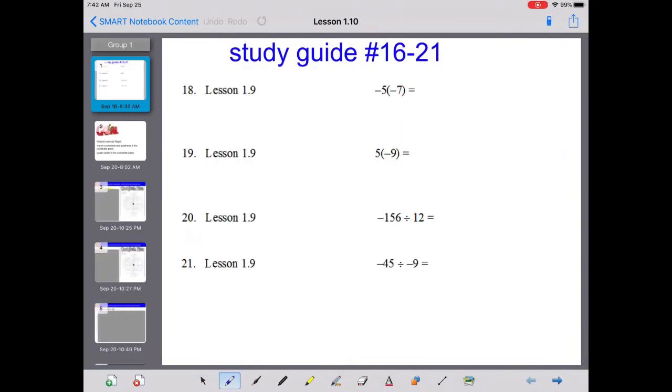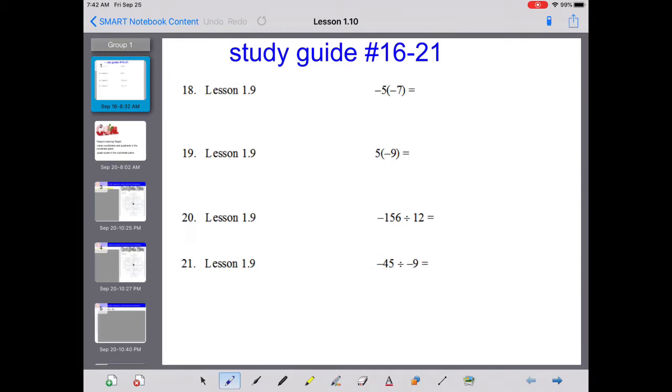This is lesson 1-10 from the Algebra Readiness textbook. For this lesson, you will need a sharpened pencil, an eraser, your notes packet. Go gather your supplies, hit pause, gather your supplies, and work on these study guide questions. When you're finished, resume the video.